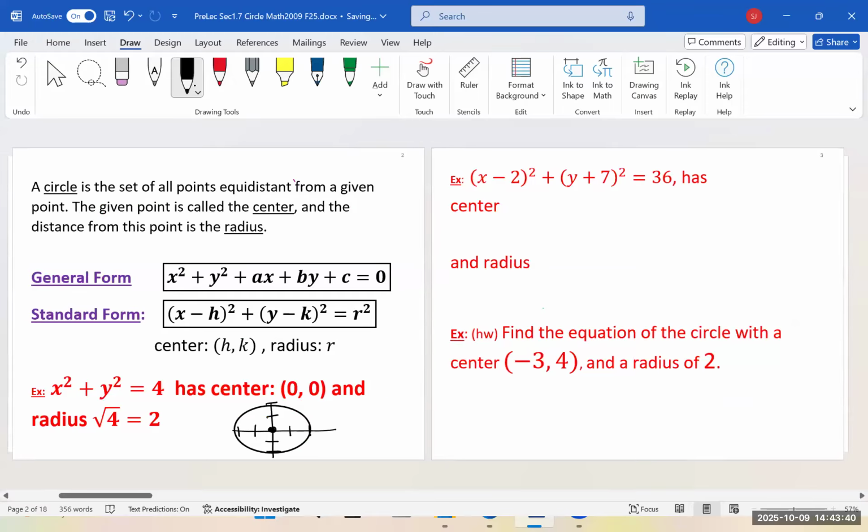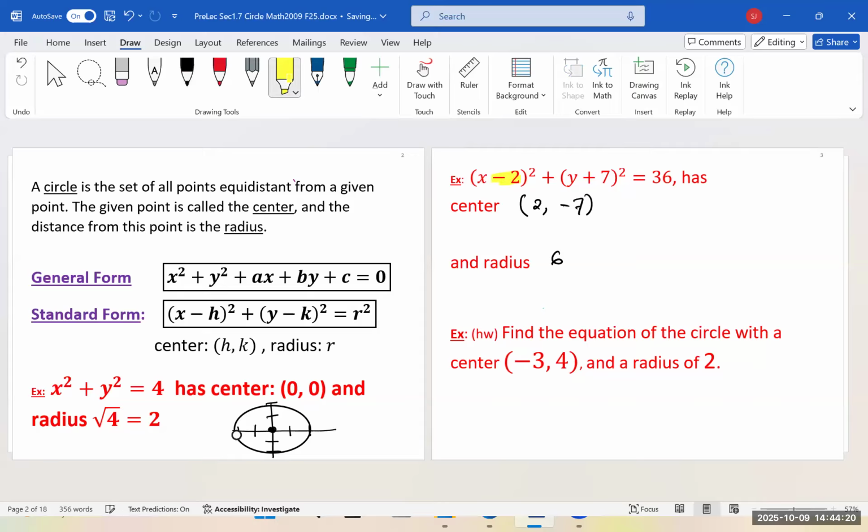Great. Now let's do some fun examples. We have x minus 2 whole thing squared plus y minus 7 whole thing squared equals 36. So it's a circle. We have to identify what its center is and what its radius is. Two, negative 7. Radius is 6. Perfect.